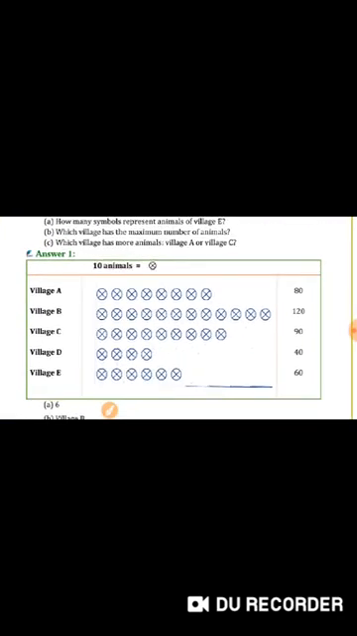Now the question: how many symbols represent the animals of village E? 1, 2, 3, 4, 5, 6 symbols we can draw. Then which village has the maximum number of animals? By the picture only, village B. Which village has more animals, village A or village C? Only compare village A and village C. Village C has 20 more.